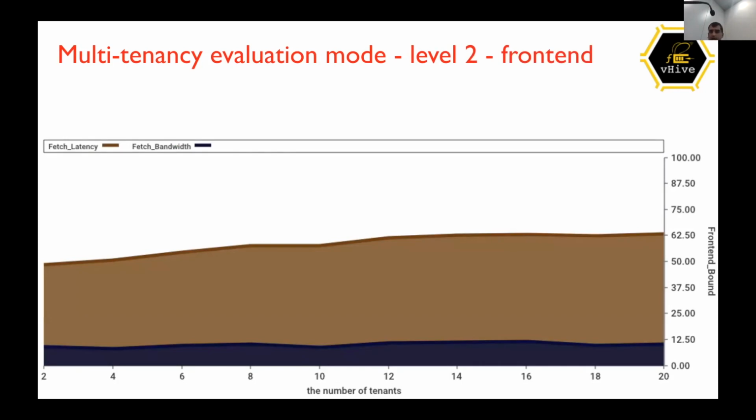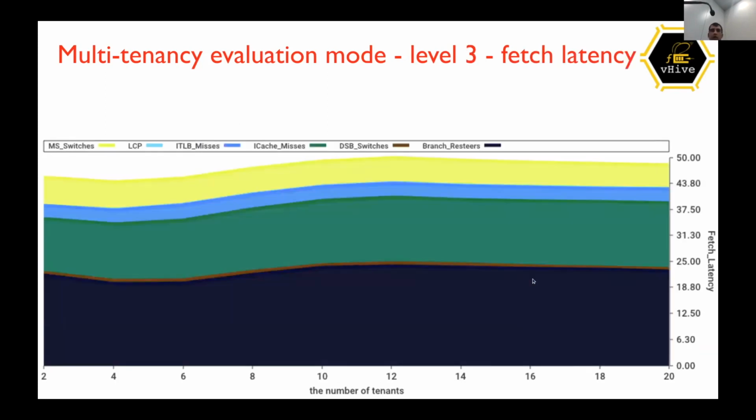This is for front end, for example. You see the distribution here, that fetch latency rises with the number of tenants. And finally, we can do measurements on level 3, which I didn't do individually, but this is something you can see. We have visualization scripts, and this is what our tool gave us. But this takes some time to execute, and this is the reason why I cannot do it here in front of you, because it's like 20-30 minutes for one graph. You see this distribution of overhead here: MS switches, LCP, ITLB, and so on.